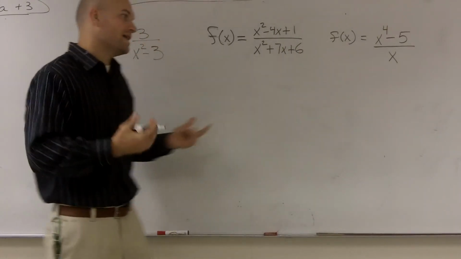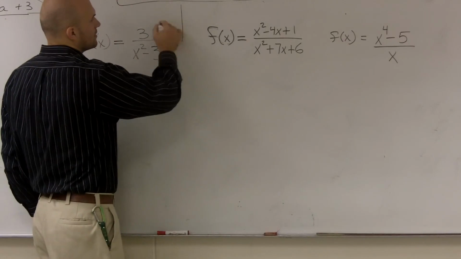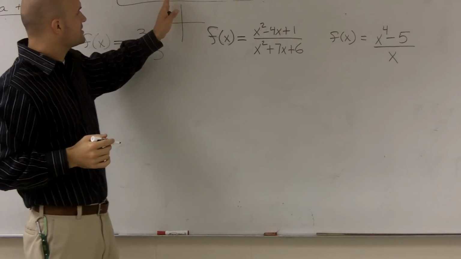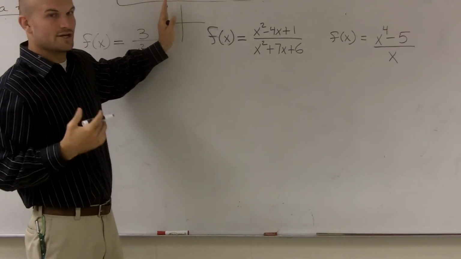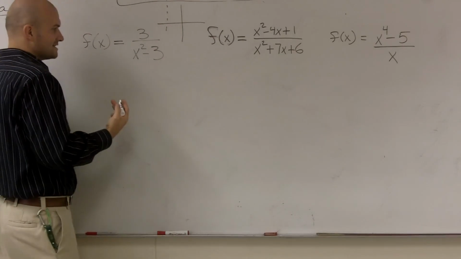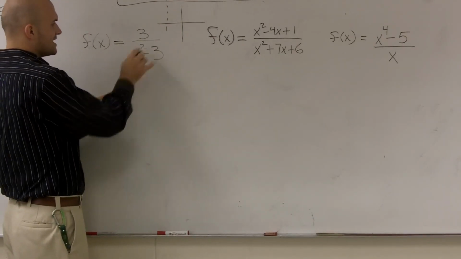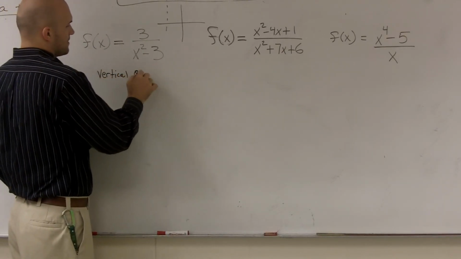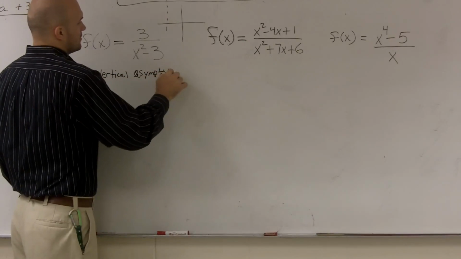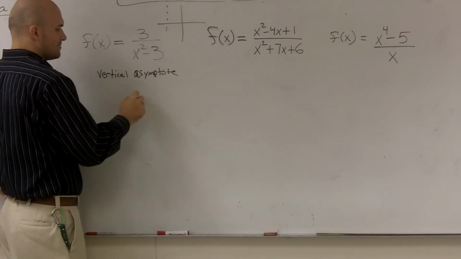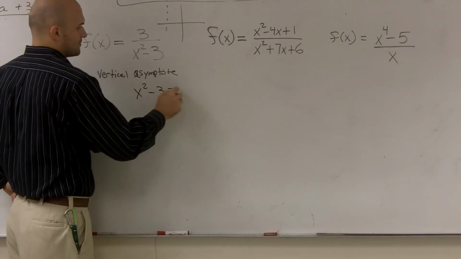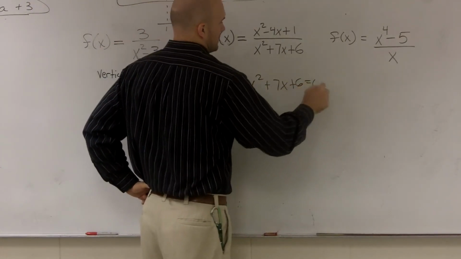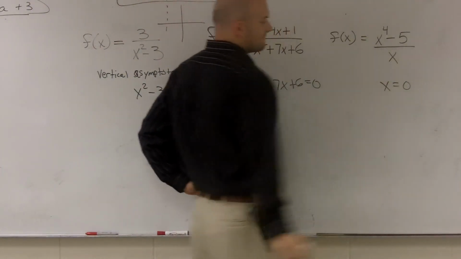That's the same thing with the vertical asymptote, because a vertical asymptote is a vertical line at a value of x that your graph does not have or is not defined for. So when I want to find my vertical asymptote, I'm going to set the bottom equal to 0 for each problem. And this is very similar to finding the domain.